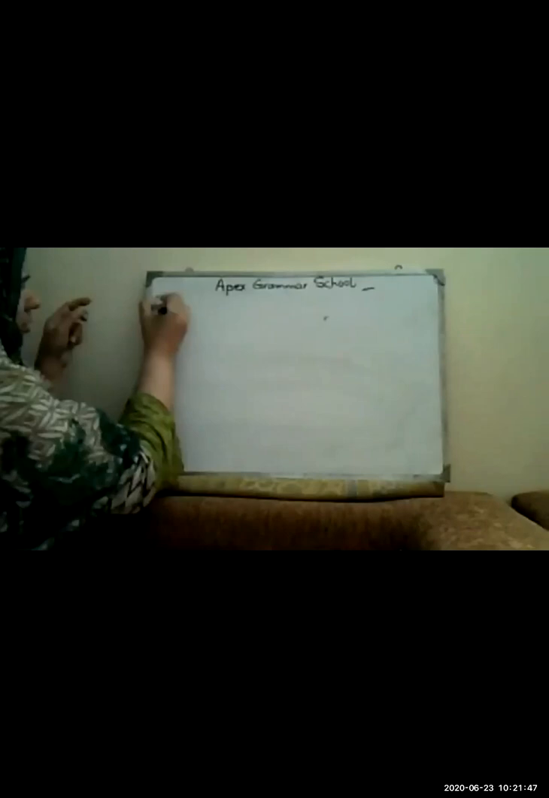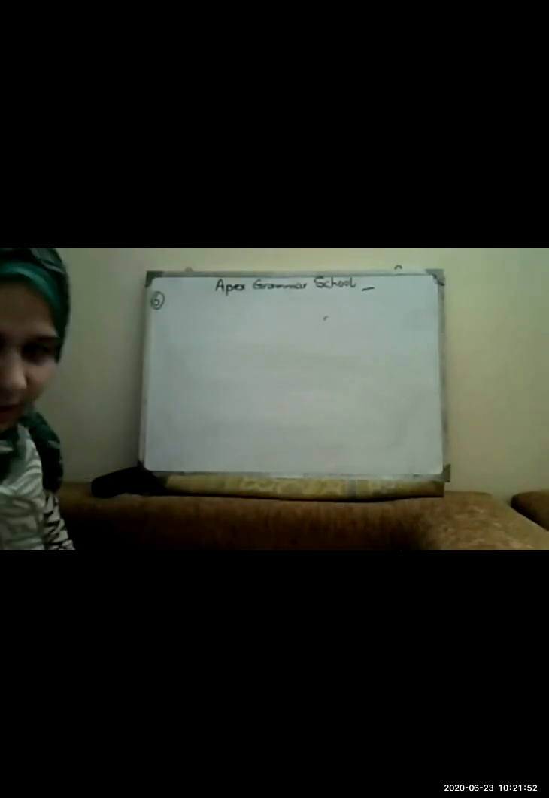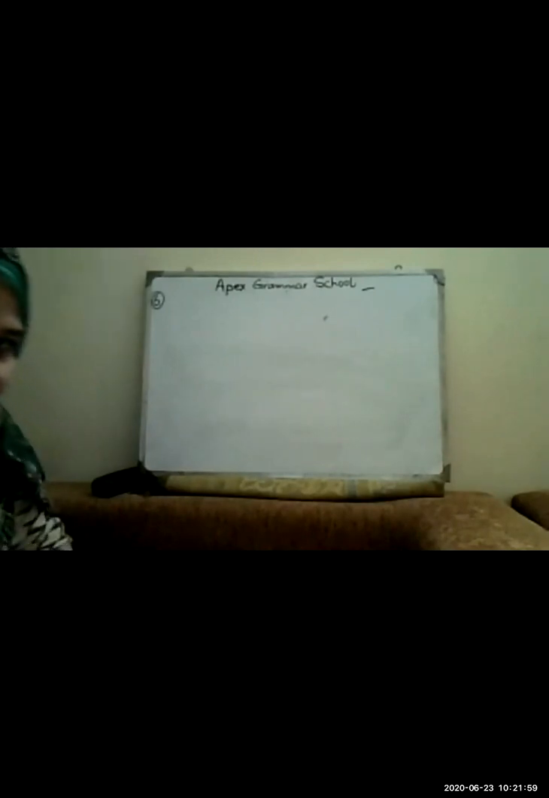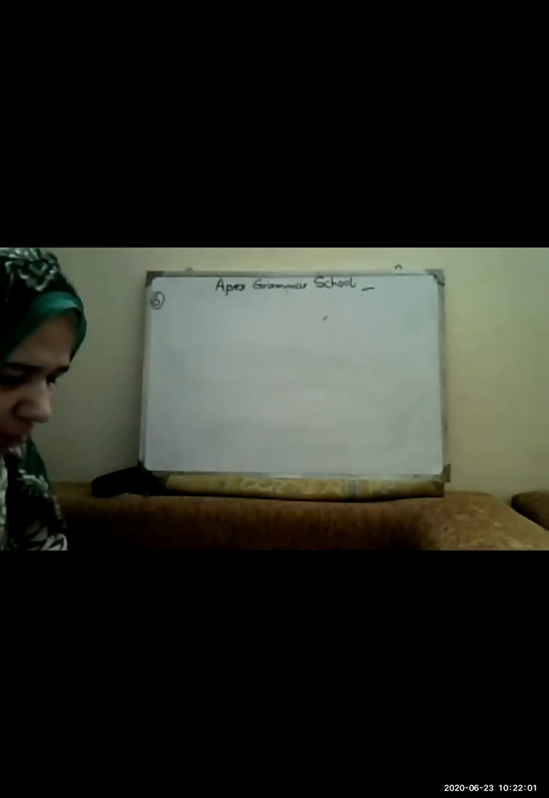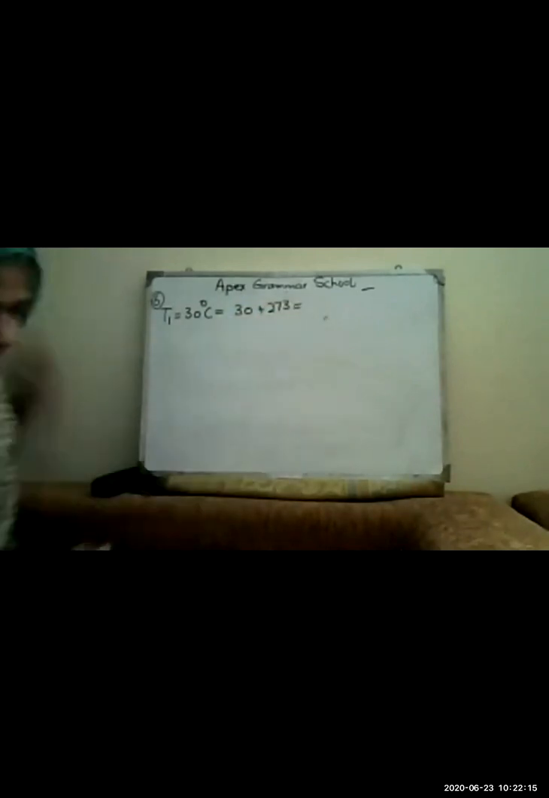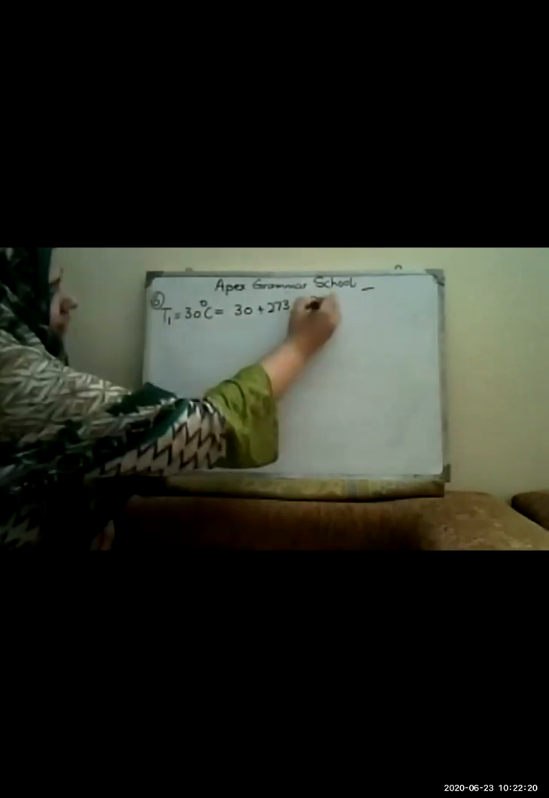Now, numerical number 6. It's page number 95. A sample of gas is cooled at constant pressure from 30 degrees centigrade to 10 degrees centigrade. Means T1 is equal to 30 degrees centigrade, and if we convert it, 30 degrees centigrade plus 273, it will be 303 Kelvin.